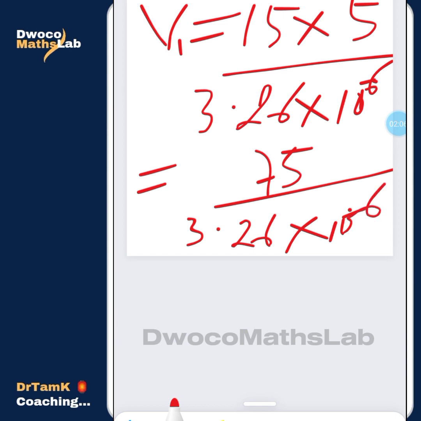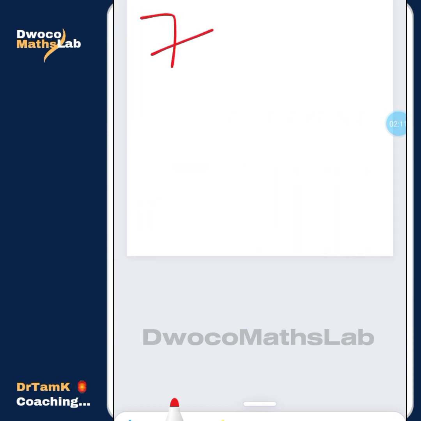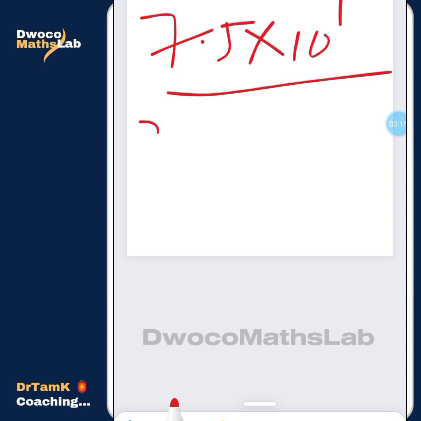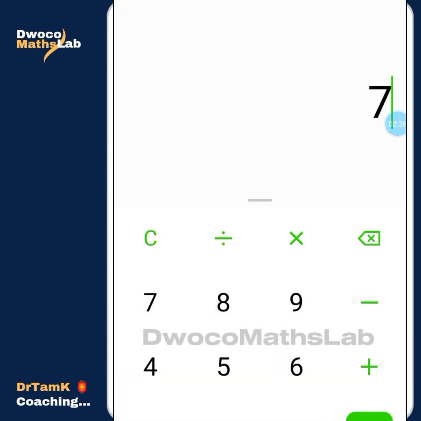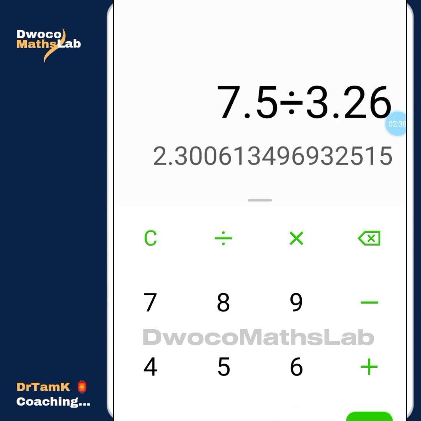Very good. Now we take that to standard form. That gives us 7.5 times 10 to the power 1 over 3.26 times 10 to the power minus 6. So we're going to divide 7.5 by 3.26 with our calculator. That gives us approximately 2.3.